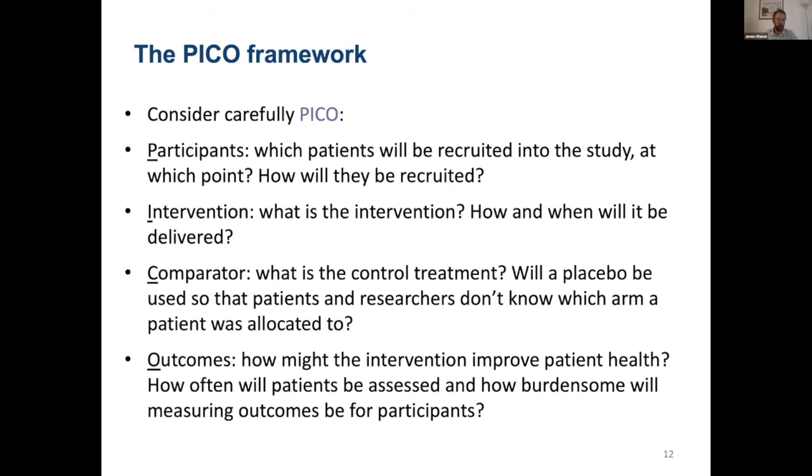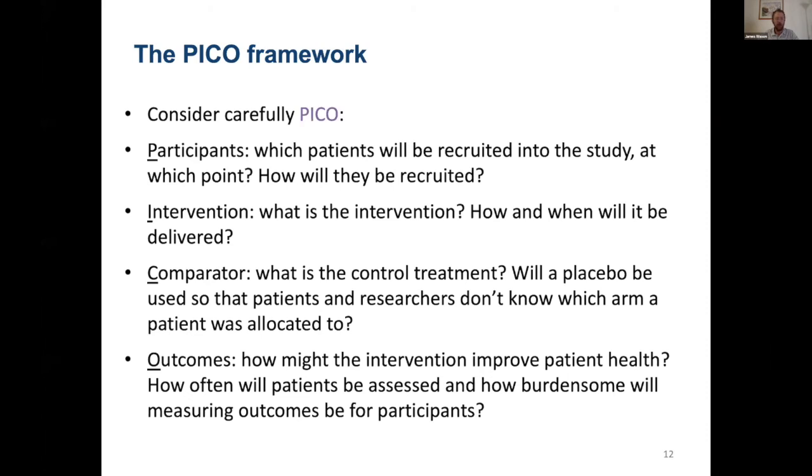The comparator is the control treatment, and in drug trials we often have a placebo that is used to ensure that patients and researchers don't know which arm they've been allocated to, but placebos are not always used, and sometimes it's not possible to use them, such as a surgical trial. Although there is a concept of sham surgery, which is an interesting debate.